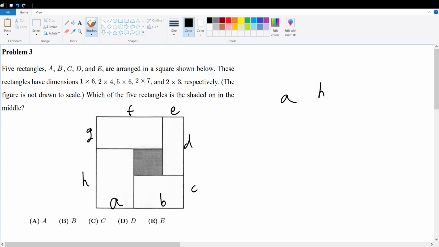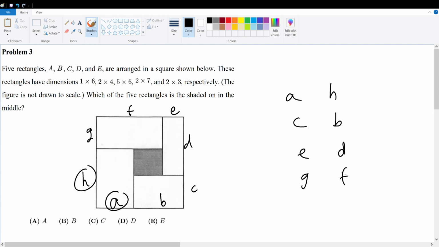I have A by H, I have a B by C, or let's go in order. We're going height by width, so have some consistency. So we have A by H. A is the width, H is the height. So let's keep it consistent. This is C by B, this would be E by D, this would be G by F.